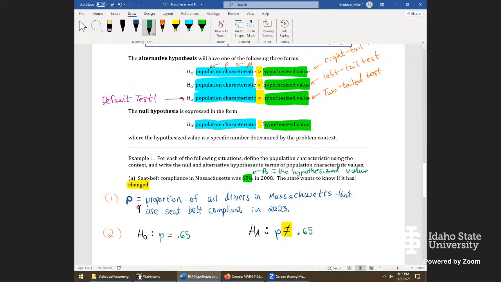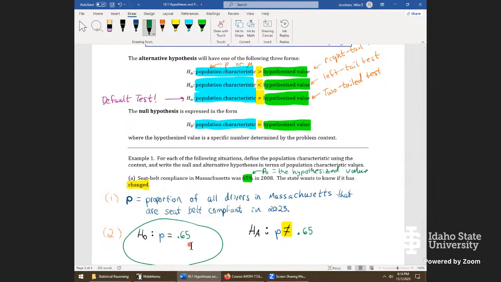Always the parameter is a little bit tough, I'd say, the population characteristic. But let's take a look at this again. We said the null hypothesis is the claim to be tested. It's the statement of no change. It's the statement of the status quo is maintained. So if the null hypothesis is true, we're saying the proportion of all drivers in Massachusetts who are seatbelt compliant in 2023 is the same. It hasn't changed.